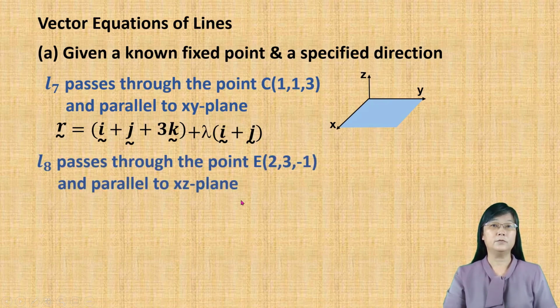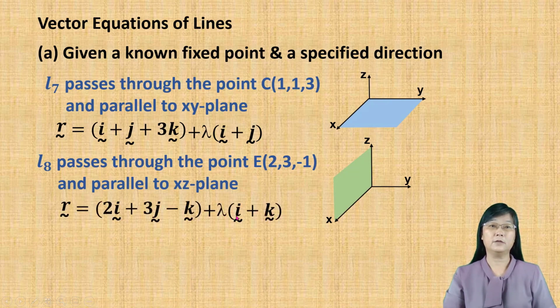Then we continue to L8. L8 passes through the point E and is parallel to the xz plane. In the xz plane, the value of y is always equal to 0. So the direction for the xz plane is i and k. When we sub in the position vector of the point and the direction vector, this is the vector equation for the line L8.